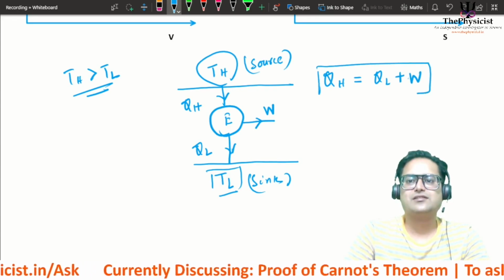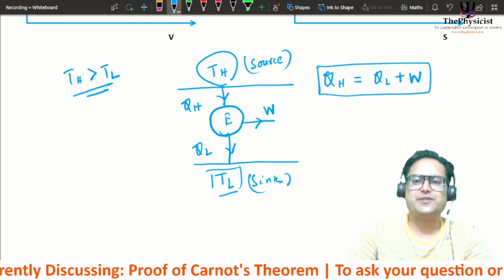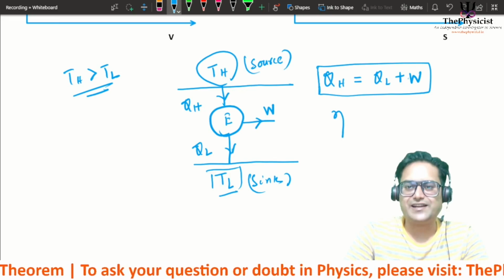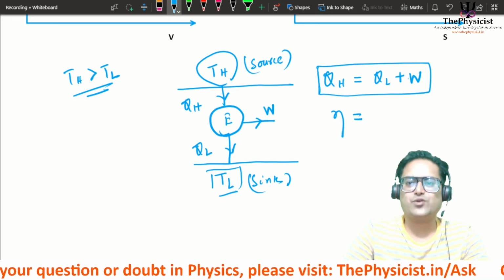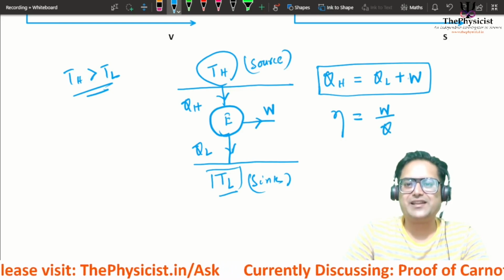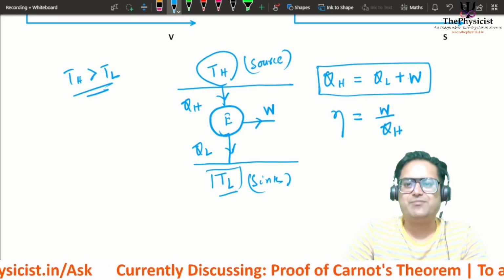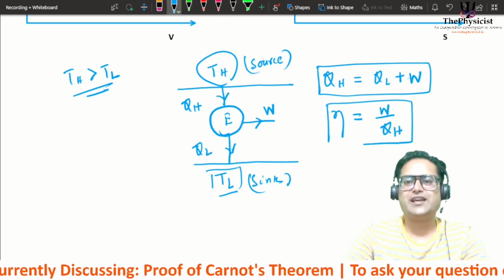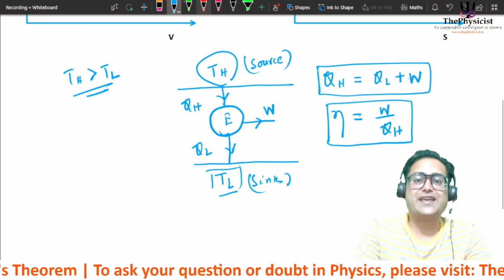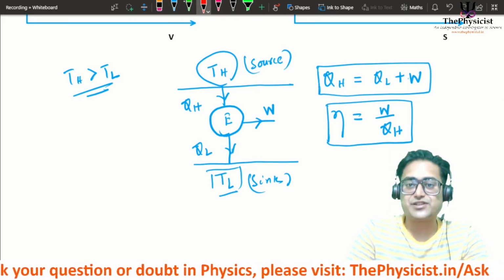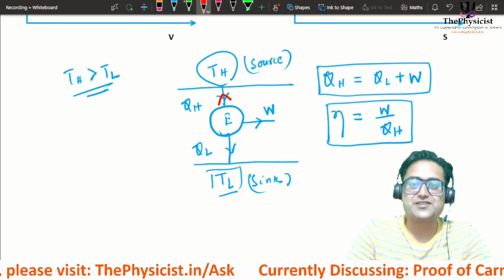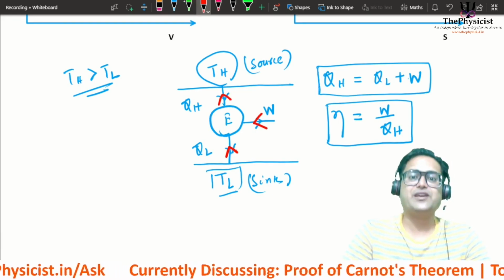Yes? लगे हाथ इसका efficiency भी discuss कर लेते हैं, right. The efficiency of a heat engine, eta, is equal to the amount of work done divided by the heat supplied by the source. Yes. Now, what is a reversible heat engine? That means the same engine can be operated between the same two temperatures, just in the reverse direction. All the arrows will be reversed.